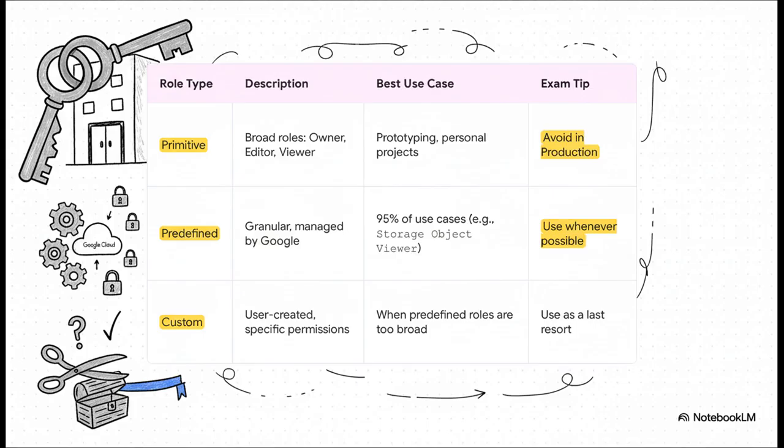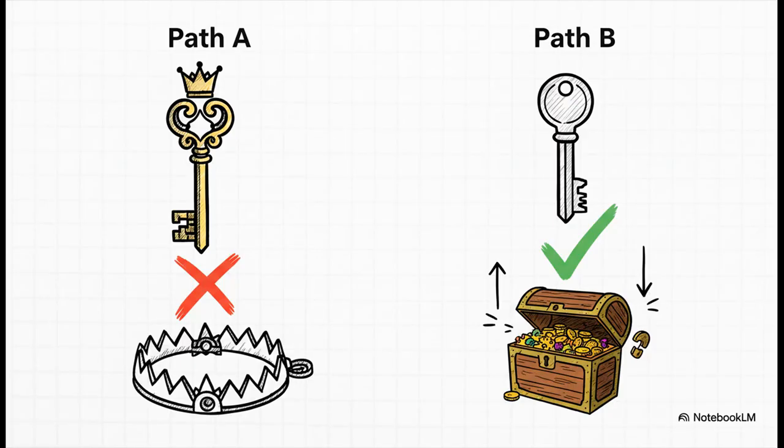So here's the absolute key takeaway for the exam. You're going to get scenario questions, and they'll ask you to pick the right role. The answer is pretty much always the most specific, most granular, predefined role that gets the job done. If you see owner or editor as an option for anything in production, warning bells should go off. It's almost definitely a trap.